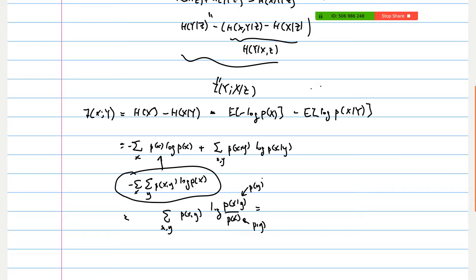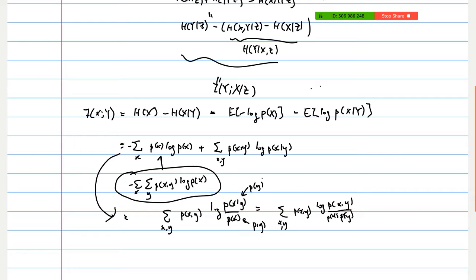Yes, and then I go to this step here. I'm saying I multiply p(y) on both numerator and denominator. I have Σ p(x,y) log p(x,y) over p(x)p(y). So p(y) multiplied by p(x given y) is simply p(x,y), right? And then below is p(x)p(y).